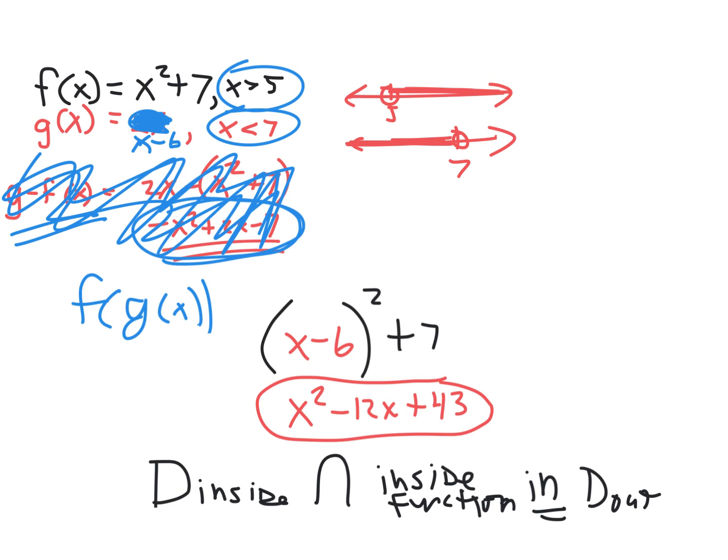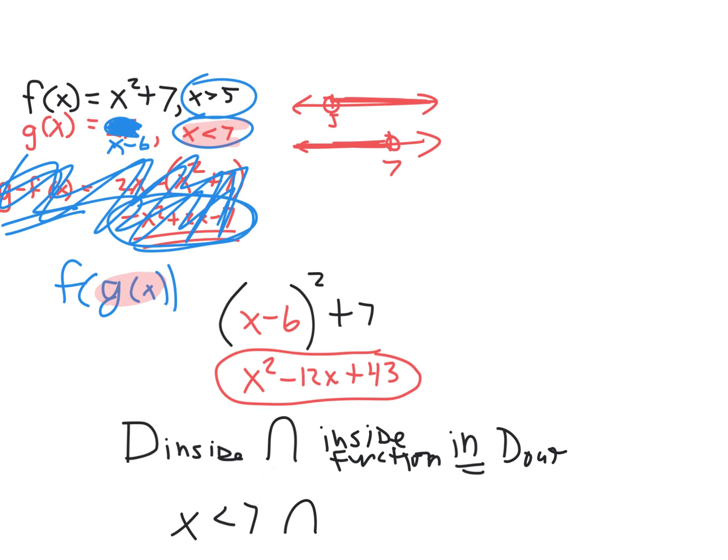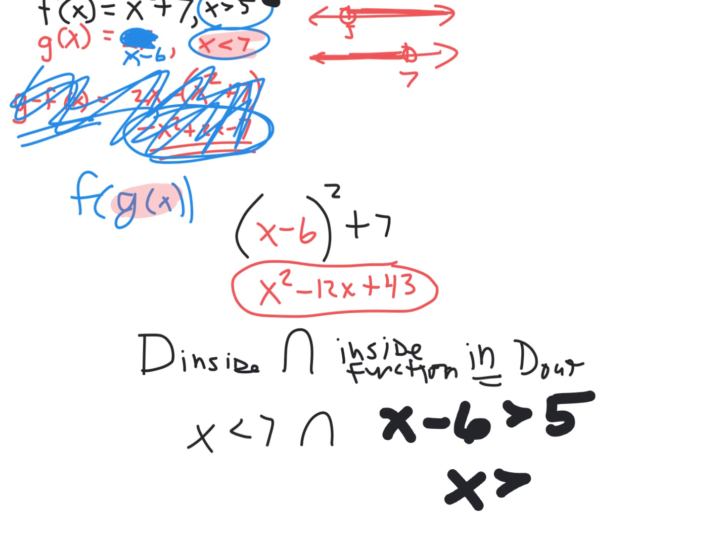So the domain of the inside one was the g of x. You can tell because it's on the inside here. So the g of x domain is x is less than 7. So x is less than 7 gets intersected with the inside function, which is g of x, so it's x minus 6. But you take that and you put it into the domain of the outside, which is that one, so greater than 5. Did you get x is greater than 11 as one of your answers? And then did you get x is less than 7 as the other answer? And did you see where they intersected?